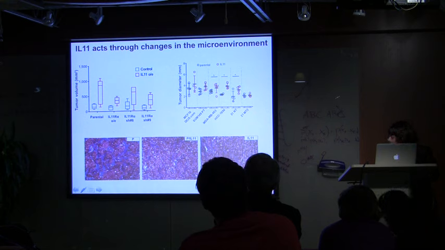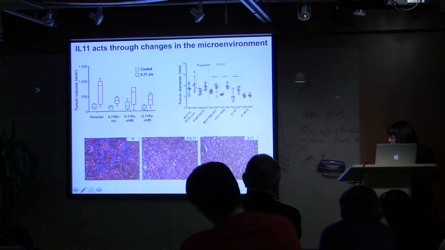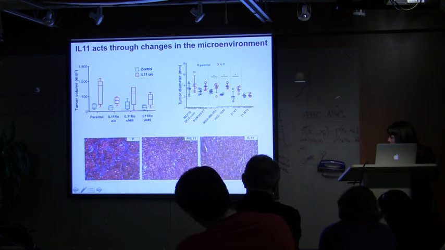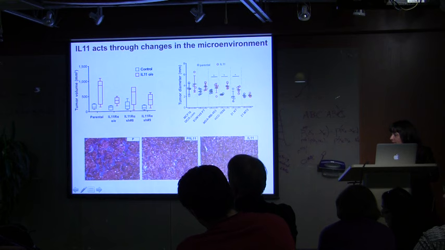So this one is staining for some matrix proteins. So you see this is the parental tumors, polyclonal tumors with IL-11, and this is IL-11. So you see these look very different. So the human IL-11 works on the receptor? Yeah.